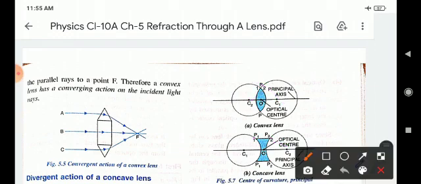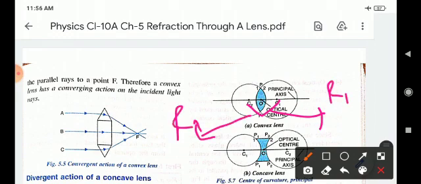Therefore, P1C1 and P2C2 are the radii of curvature. It is R1 and it is R2. R1 is the first radius of curvature. R2 is the second radius of curvature, of the second part of the sphere. Same process for the concave lens.